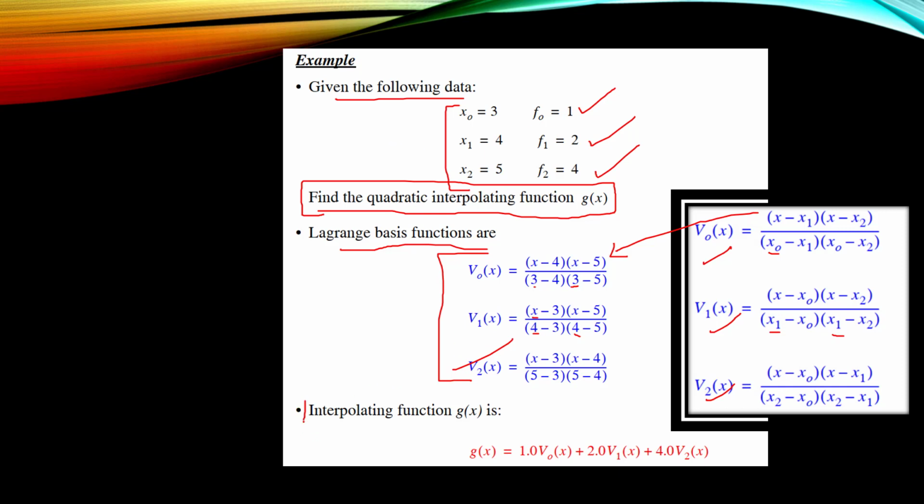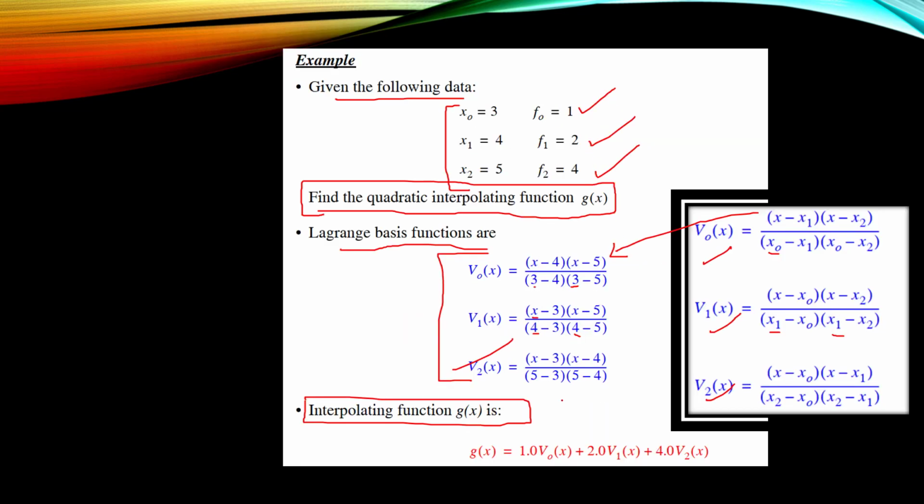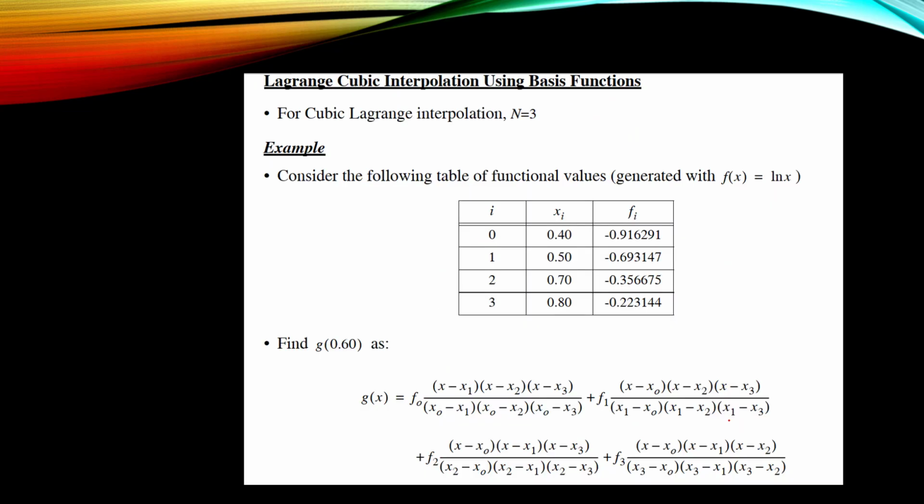So the interpolation function g of x is given, as per the equation, by f0 into b0 of x plus f1 into b1 of x plus f2 into b2 of x. So we have 1 into b0 of x plus 2 into b1 of x and 4 into b2 of x.